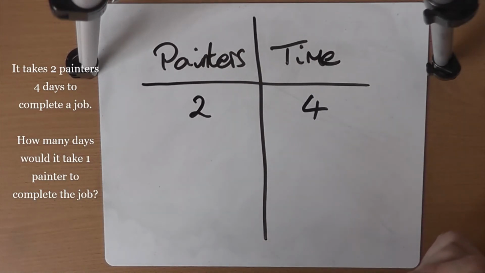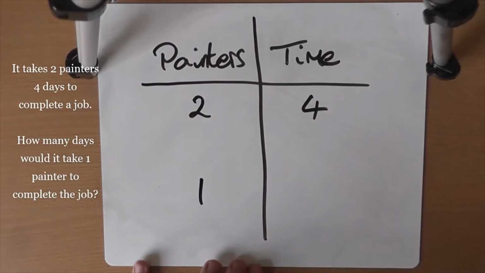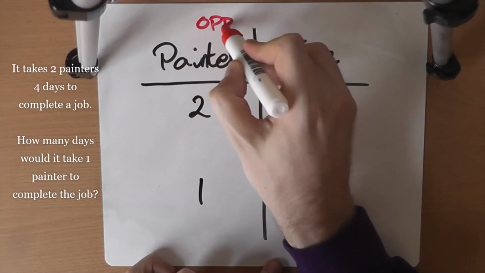We ask ourselves a simple question. If we change the number of painters to 1, are the 2 quantities going to change together, or are they going to change in opposite directions? Well, if we have fewer painters, then it's going to take more time. Less painters, more time, which means they change opposite to each other.